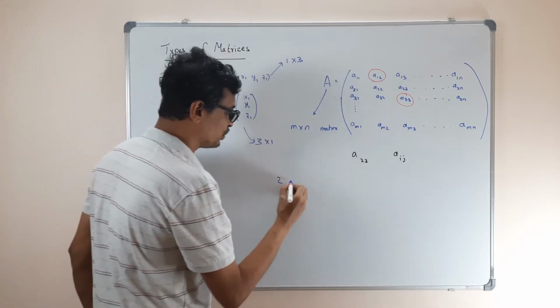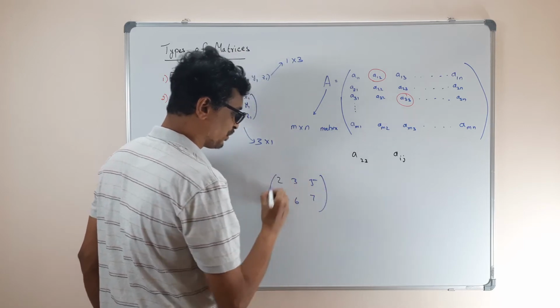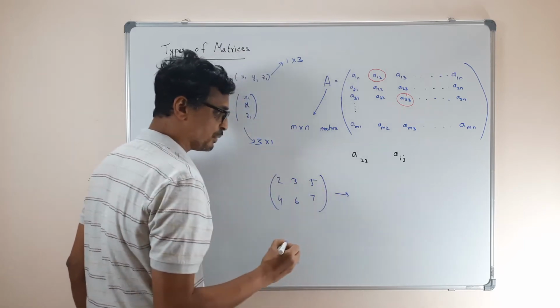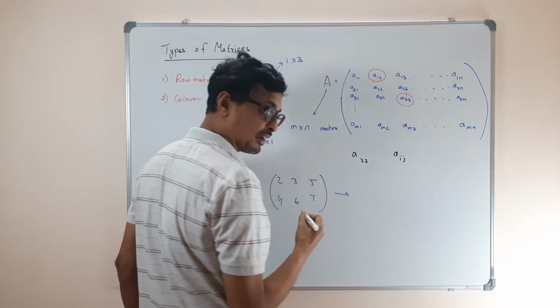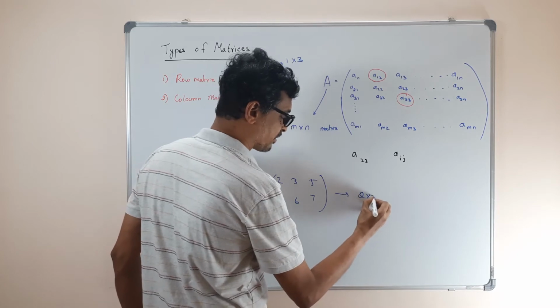If I write 2, 3, 5, 4, 6, 7, what will be the order of this matrix? I made a mistake here. It is a 2 cross 3 matrix.